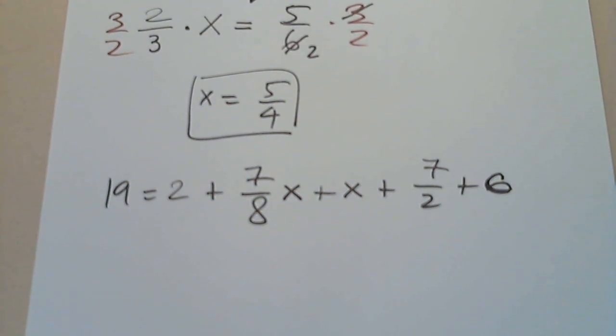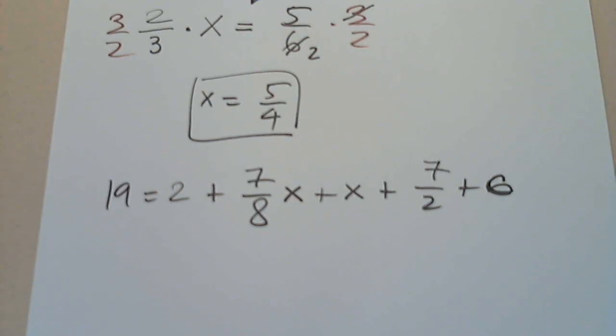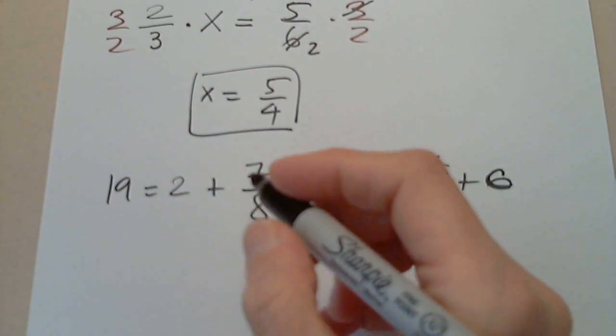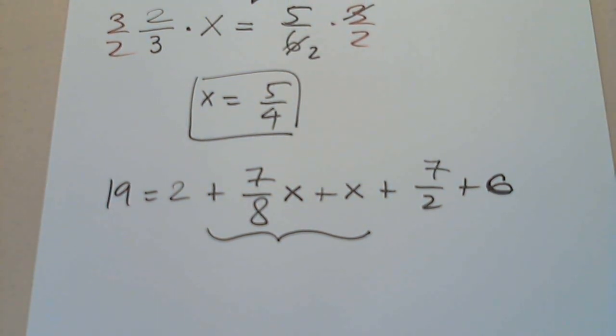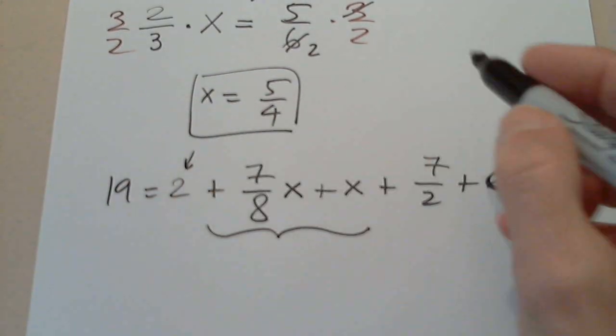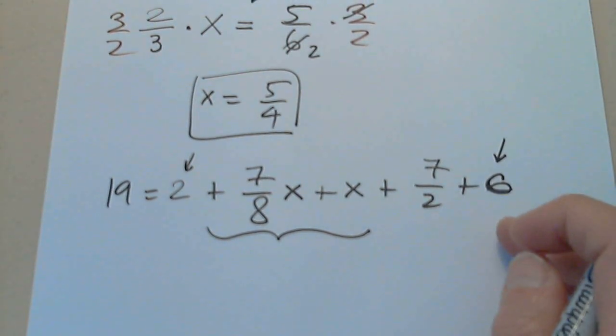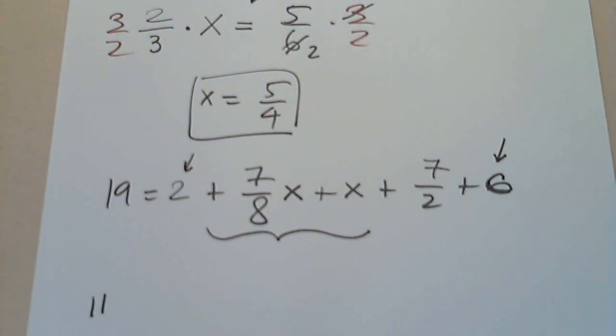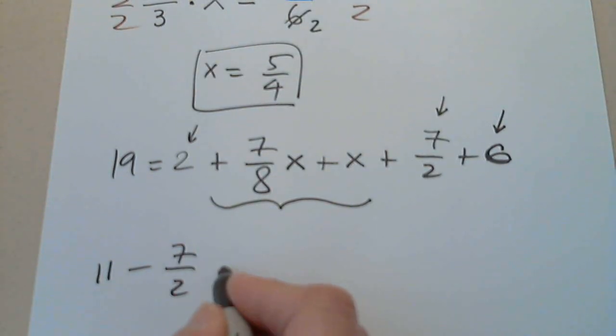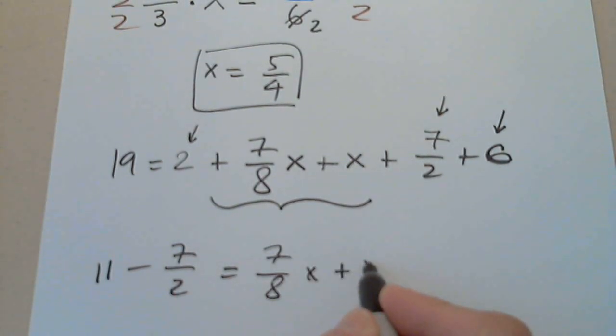Remember, we have to completely clean it up before we proceed. So here's what I'm going to do. I'm going to keep these two terms that have x on one side. I am going to move everything else to the other. So the 2 plus the 6 is an 8. But it's positive, and I move it to the other side. 19 minus 8 is 11. I also have to move 7/2. So minus 7/2 equals 7/8x plus x.